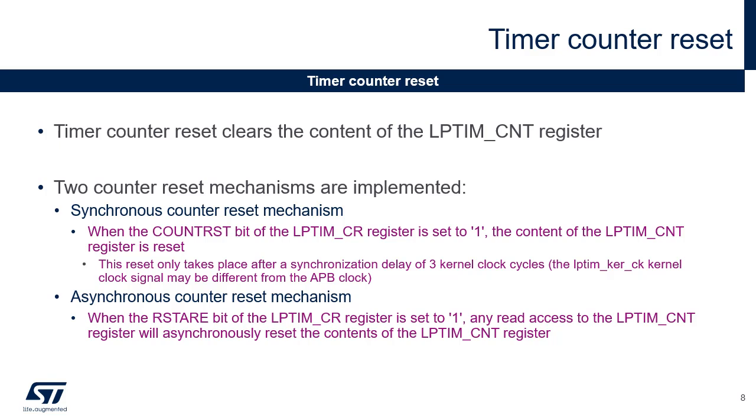The low-power timer features a counter reset function used to reset to 0 the contents of the LPTIM CNT register. Two counter reset mechanisms are possible: the synchronous counter reset mechanism and the asynchronous counter reset mechanism. Synchronous counter reset is performed by setting the COUNTRST bit. Due to the synchronous nature of this reset, it only takes place after a synchronization delay of 3 LPTIM kernel clock cycles. When the RSTARE bit is set, an asynchronous counter reset is performed on the next APB read access to the LPTIM CNT register.